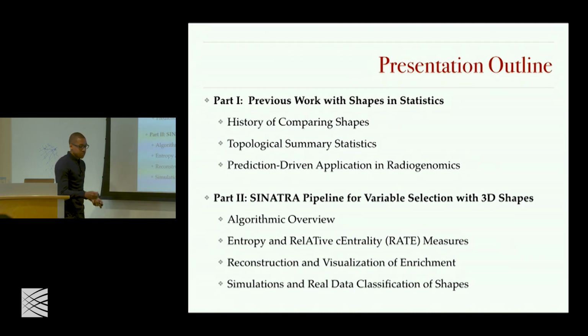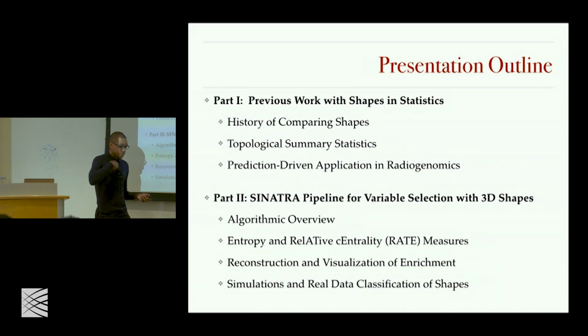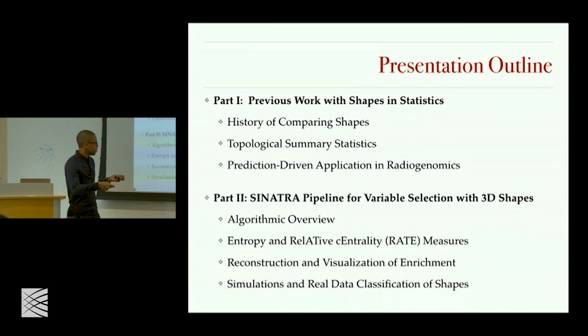The cool thing about Sinatra is that once you've transformed a shape into a topological summary statistic, and you do some variable selection in this topological summary statistic space, Sinatra allows you to map these significant measures back onto the physical shape itself. So it kind of reconstructs the shape, right? So if I was a biologist and I gave you images or some kind of bones, it actually highlights the areas of the bones that best describe the variation between two groups.